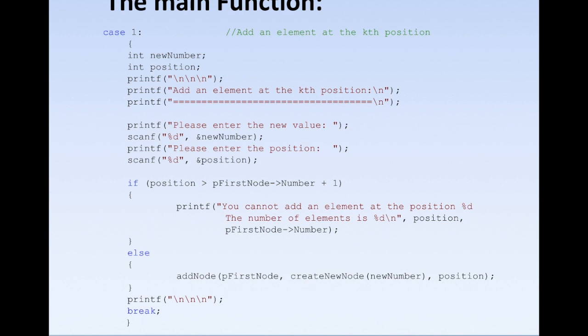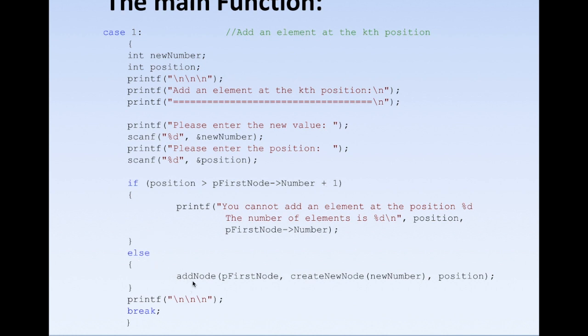If you put 2 here, then it will check whether 2 is greater than p first node dot number, which is 0 when we start, plus 1, which is 1. Is 2 greater than 1? Yes, then you cannot add an element. So the position should be equal to p first node dot number plus 1, which is the first position.